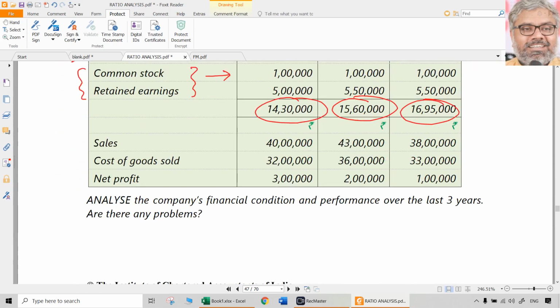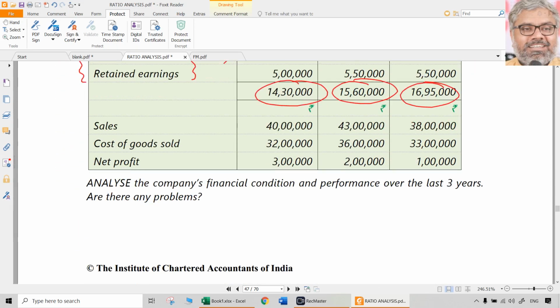Next, income related data. No other special information is given. Directly sales is given. Cost of goods sold is given. Net profit is given. But of course, you can come to other conclusions. Sales minus cost of goods sold is only gross profit. For example, in this case, 8 lakhs is gross profit, but net profit is 3 lakhs. How is it possible? What happened to the remaining 5 lakhs?